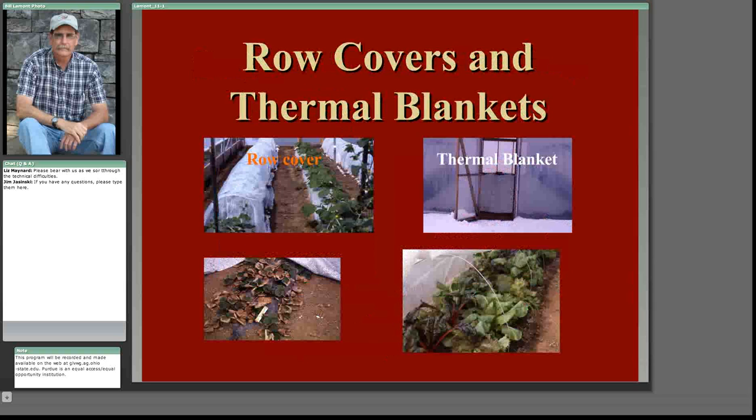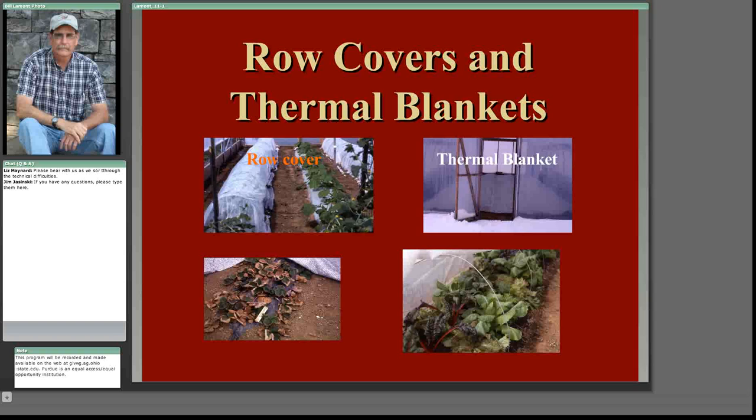Row covers and thermal blankets. Yeah, we use row covers in the tunnel. So we've got a tunnel within a tunnel. We use thermal blankets. We throw them over tomatoes at the end of the day in November. I think we had a frost the other night, but we really haven't had a frost. And you can throw them over your tomatoes in the afternoon, trap that heat in there, and then you have to take them off during the daytime.